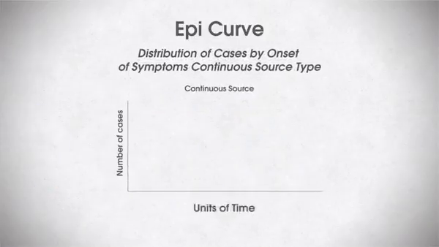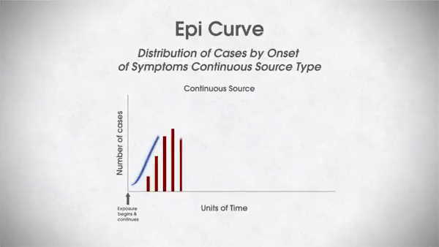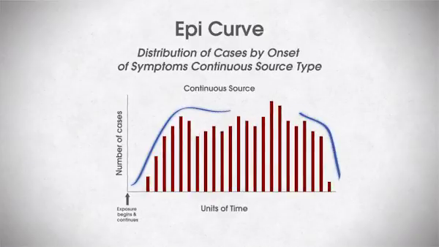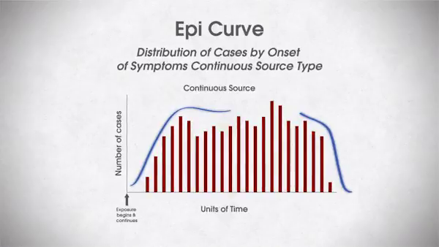Cases that had exposure to the same source over a period of days, weeks, or longer will usually form a continuous common source Epi curve. The curve usually rises gradually and may plateau, or the downslope of the curve may be sharp if the common source is identified and removed.